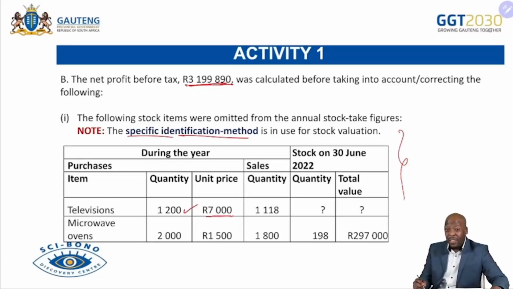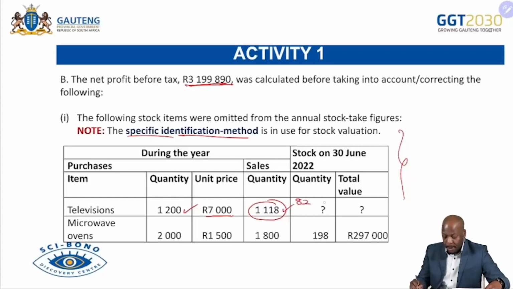So of the 1,200 televisions that we had, we have sold 1,118, as you can see here. That means now in our stock, if we say 1,200, minus the 1,118, we will have how many TVs on hand? You end up with 82. So here you're going to end up with 82 TVs on hand.